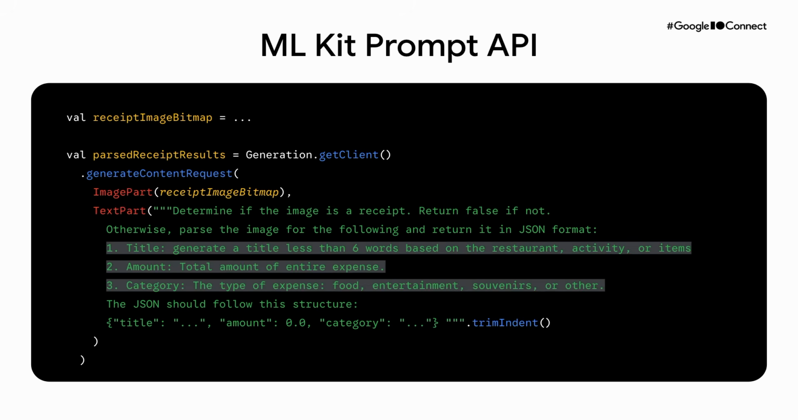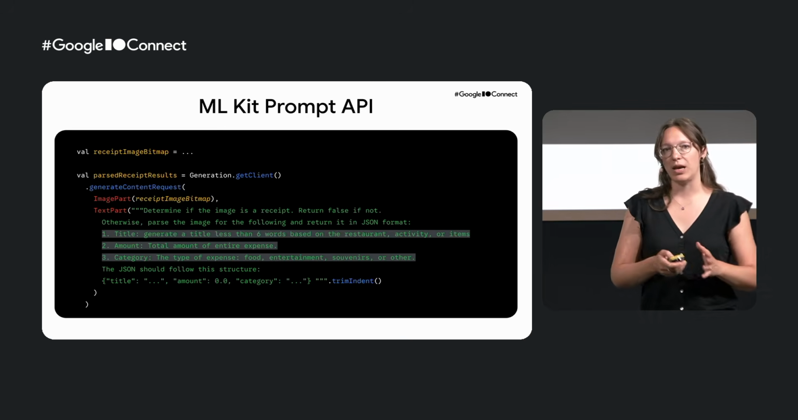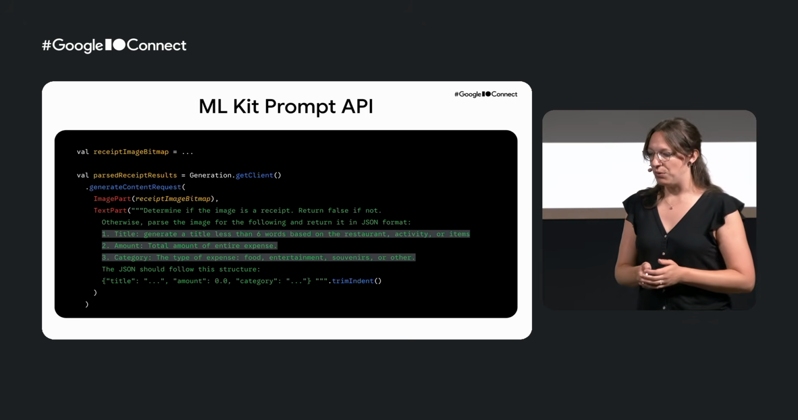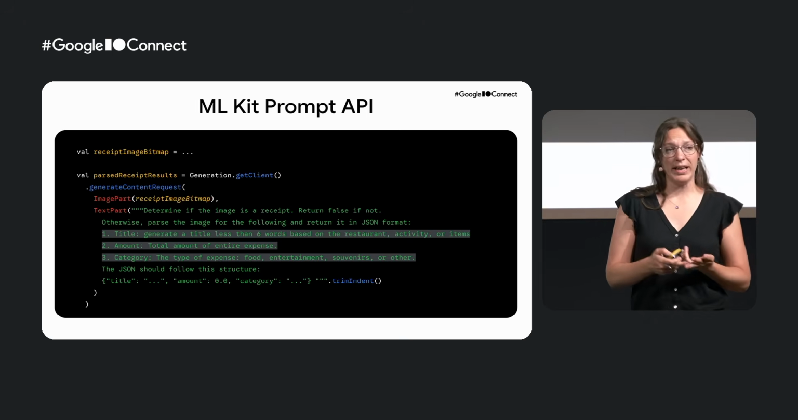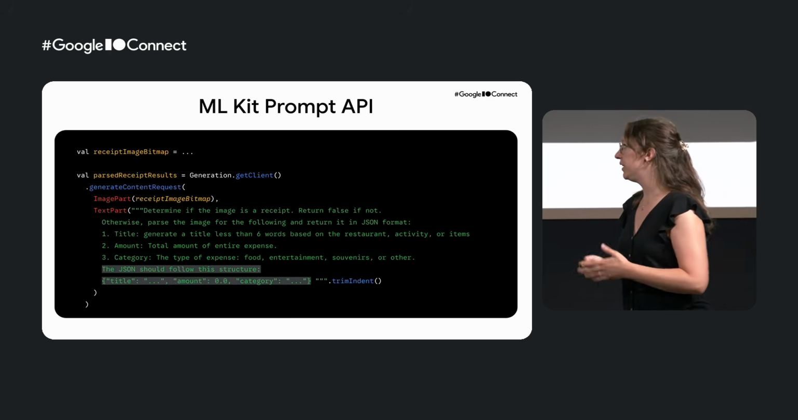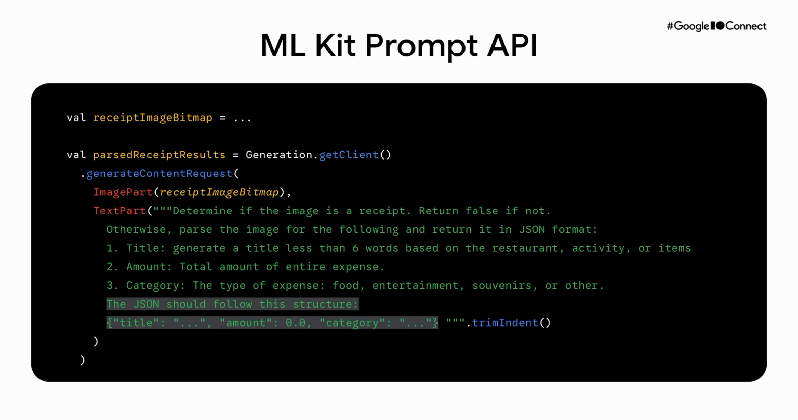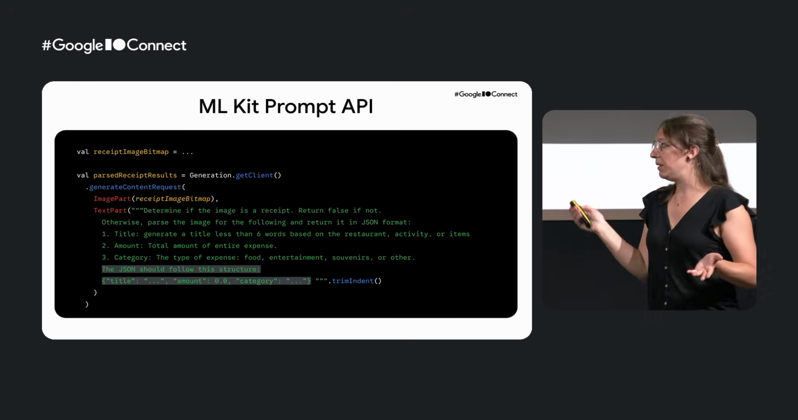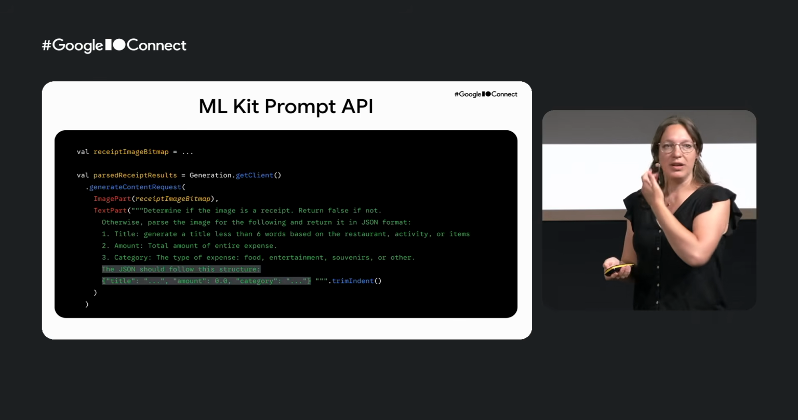And in my prompt, I'm specifying that there's 3 things that I want to get from the image. I want to get a title, I want to get the amount, and I want to get the category. And then finally, I'm actually telling it what JSON it should be using. This will be followed up really soon by something called structured output, which is a new feature where you can just give it the data class that it needs to output, and it will do it automatically. But in both cases, it gives you an amazing JSON.